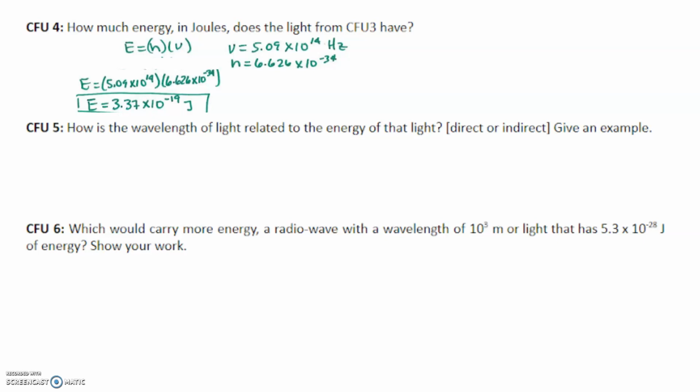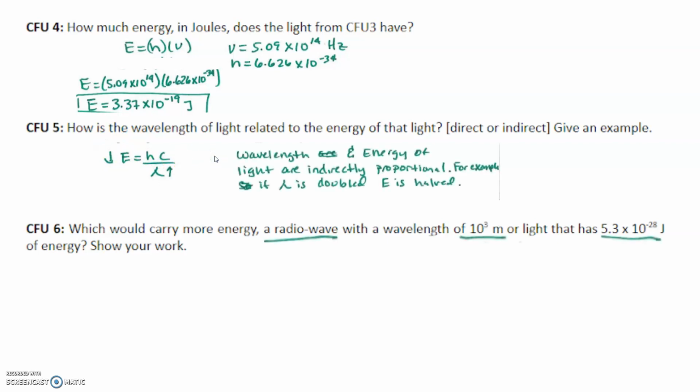For CFU5, they're asking how is the wavelength of light related to the energy of light? Is it direct or indirect? So if you look at the energy is equal to Planck's constant times speed of light divided by wavelength, you'll see that if you increase the wavelength, which is in the denominator, that's going to lower the value of energy. So they are inversely or indirectly proportional.